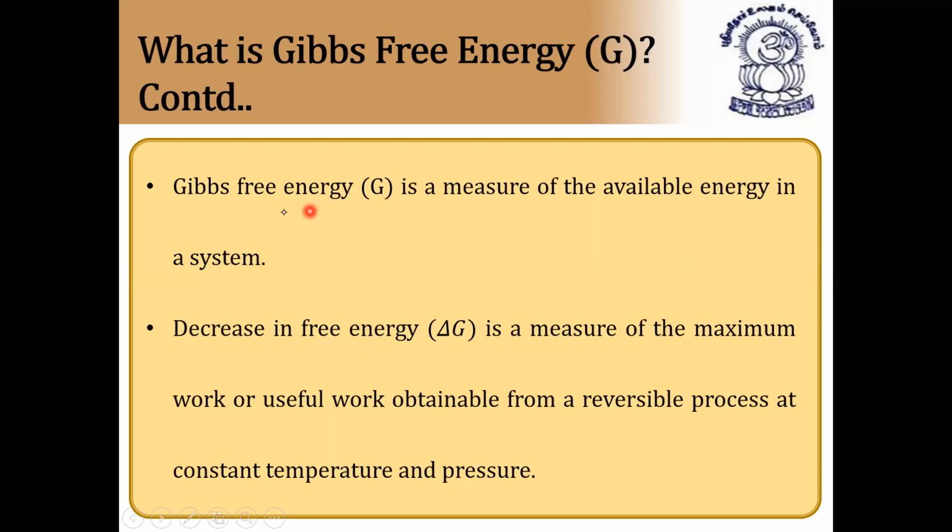Now, what is Gibbs energy? Continuing, Gibbs free energy is a measure of the available energy in a system. The decrease in free energy, delta G, is the measure of maximum work or useful work. If a system does work, the Gibbs free energy is what is obtainable from a reversible process at constant temperature and pressure. So the free energy change, delta G, is a measure of the maximum work or useful work obtainable from a reversible process at constant temperature and pressure. This is called Gibbs free energy.